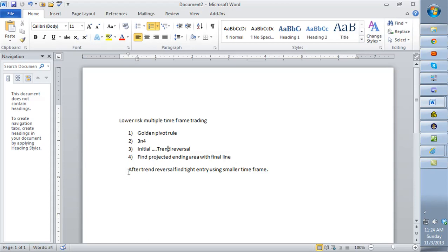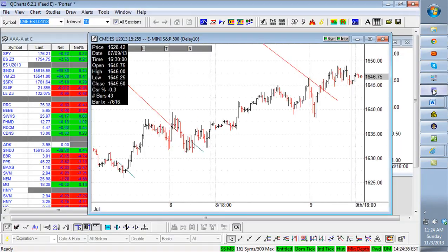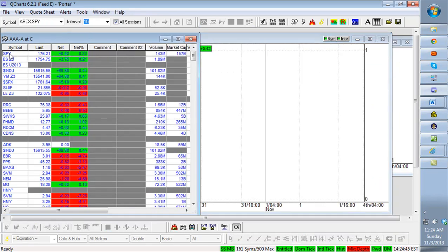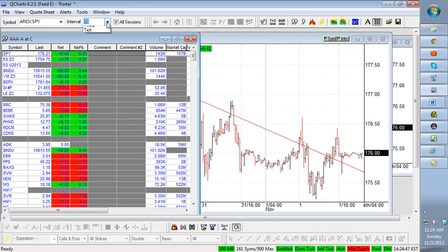And then what we know is that after the trend reversal, on the daily, we can usually find a very tight entry using a smaller time frame like 15 minutes, and I'm going to show you. Okay, so where are we? We are here. This is an intraday line. Let's take a look at daily.